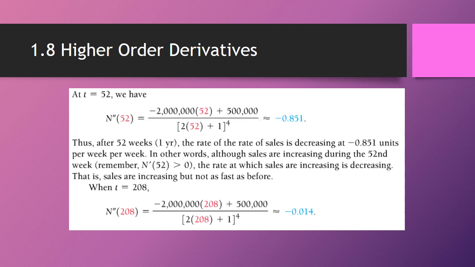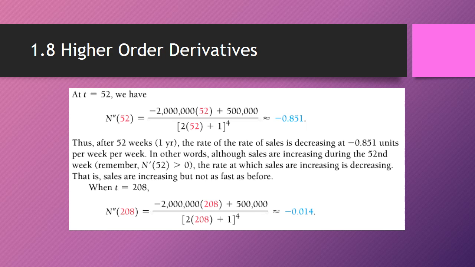When we put in 52, we get negative 0.851, and when we get 208, we get negative 0.014. So it's telling us, it says after 52 weeks, the rate of sales is decreasing at negative 0.851 units per week. In other words, even though they increased during the 52nd week, the rate at which the increase is decreasing. So we're measuring the rate of the increase, which is getting lower. They're increasing, but not as fast as before.